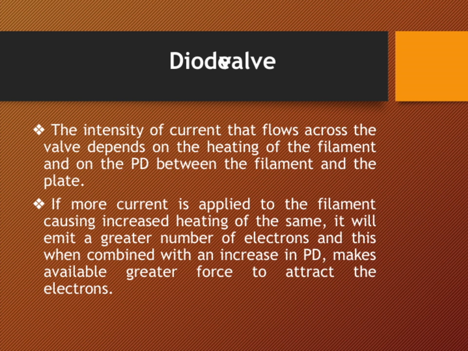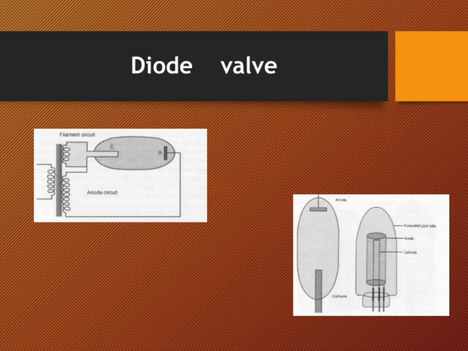This interplay is fundamental in controlling how valves operate, especially in amplifiers. And as you can see, this is closely related to the diode valve concept, where controlling electron flow is key to their function. Let's take a moment to look at diodes and valves, which are fundamental components in electronics.